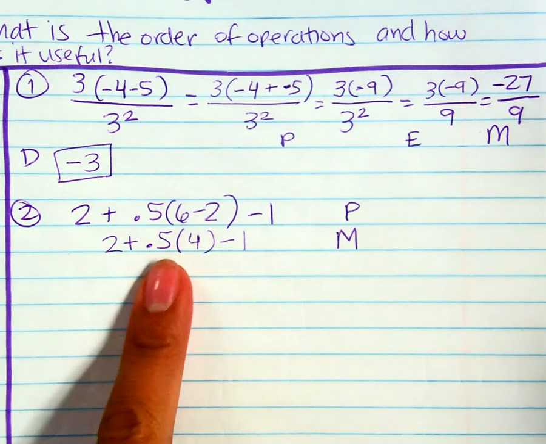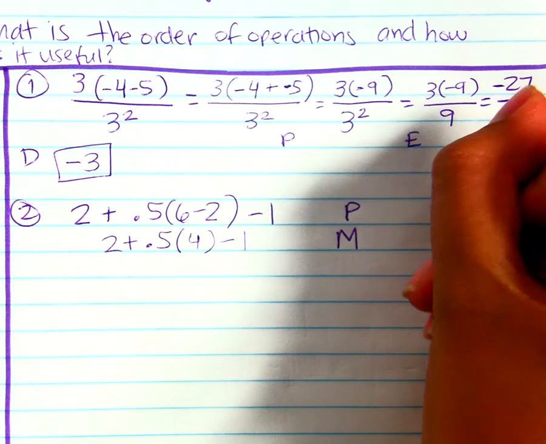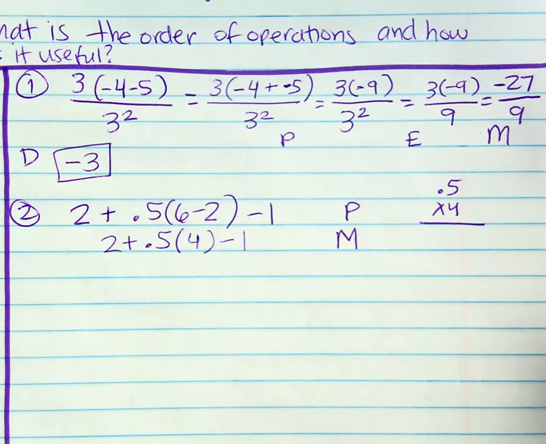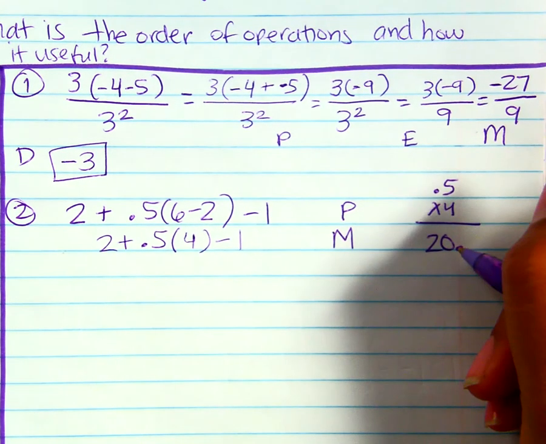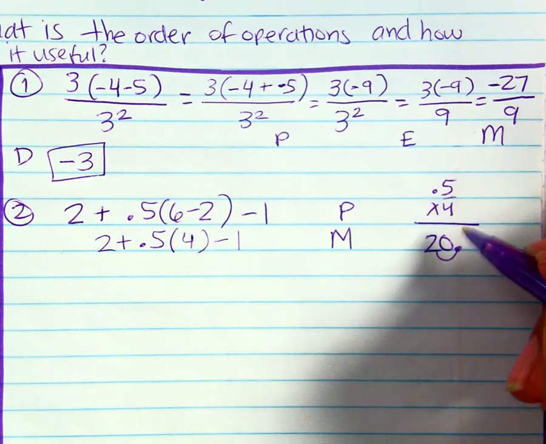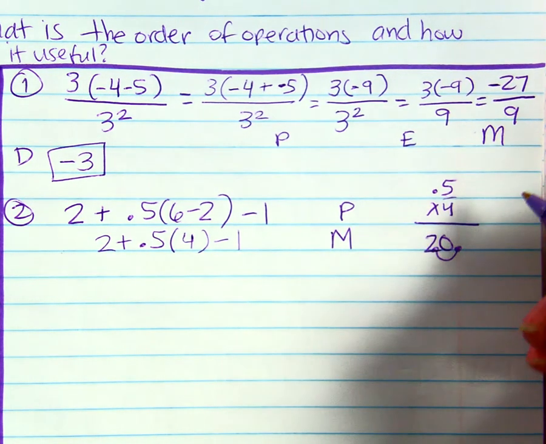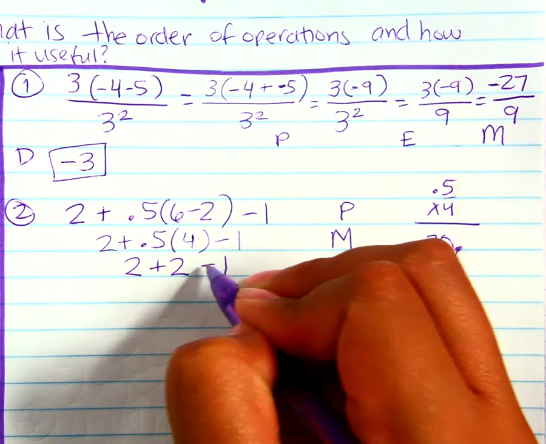Now we do have a decimal. We have 0.5 times 4. So I'm going to multiply on this side. What's 5 times 4? 20. And then the decimal, we move it over once, right? There's only one number behind the decimal. So your answer is what? 2. So you have 2 plus 2 minus 1.